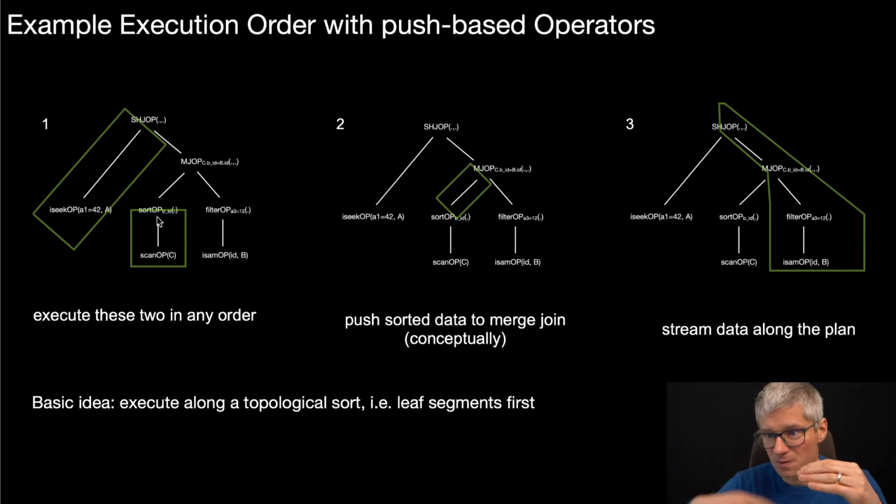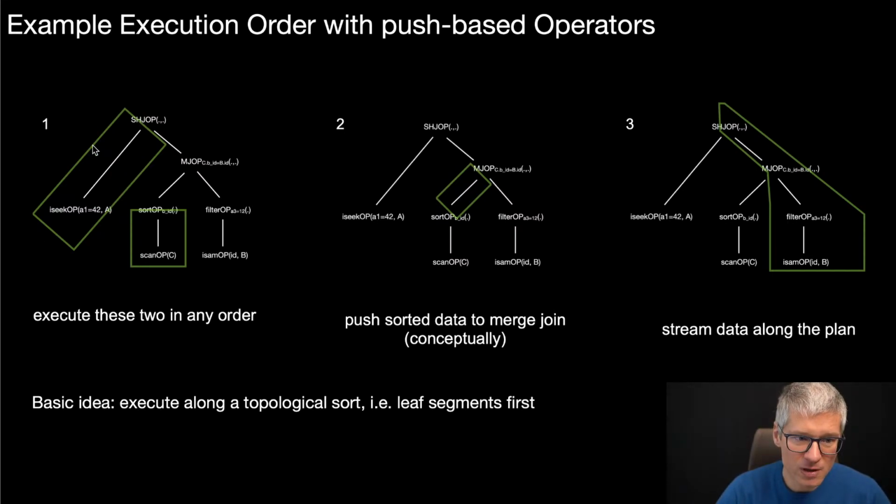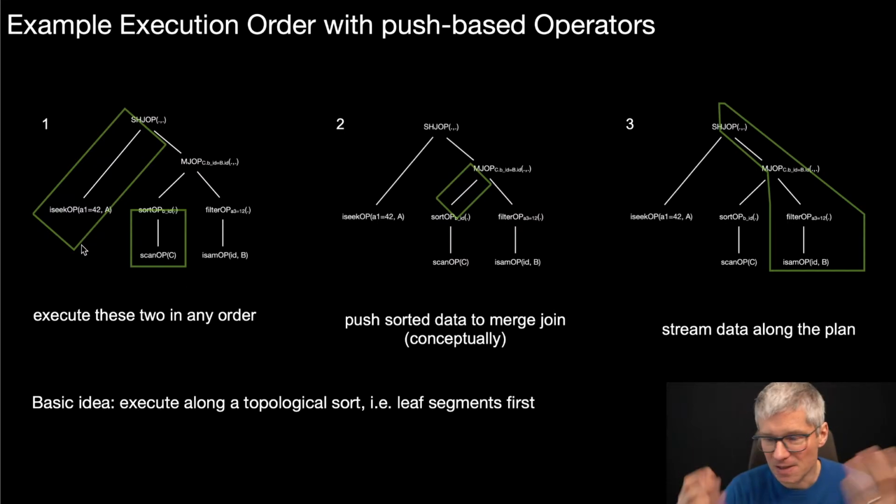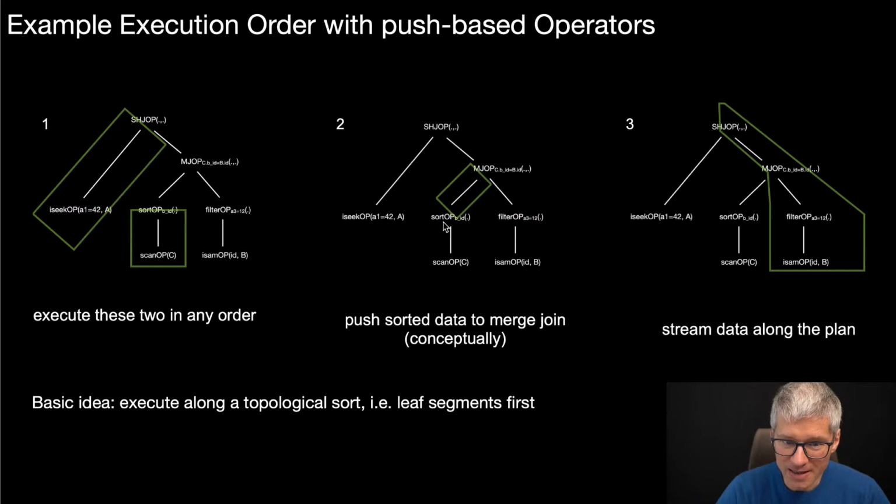For sort, you have to look at all the elements anyway. So basically, you're buffering all of the elements in the sort operator. So these two things are executed first in push-based operation. Basically, you can do that in any order. Doesn't matter whether you do first this or that, or you do it multi-threaded, but you have to do these two things first.